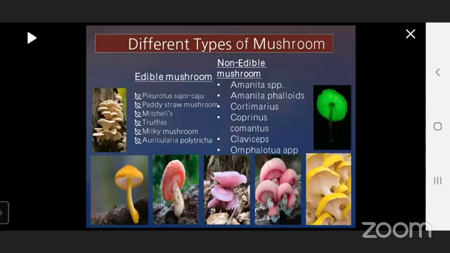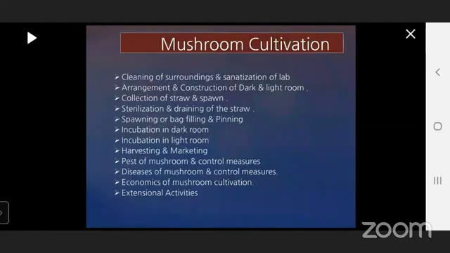And the non-edible mushrooms are the Amanita species, that is Amanita phalloides, Cortinarius, Coprinus comatus, and Claviceps species. So these are the non-edible species. These non-edible mushrooms contain some toxic substances, and they are not beneficial. They are harmful for humans as well as wild animals, but they can be used for medicinal purposes, also in the making of drugs or toxic substances. So mushrooms both have importance. Edible mushroom can be used for consumption and in different industries for making different foods, and non-edible mushroom is also used in industry for making different drugs.